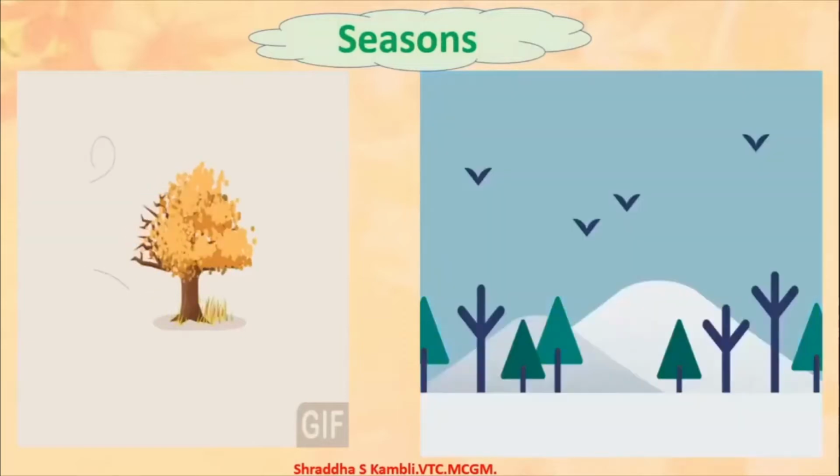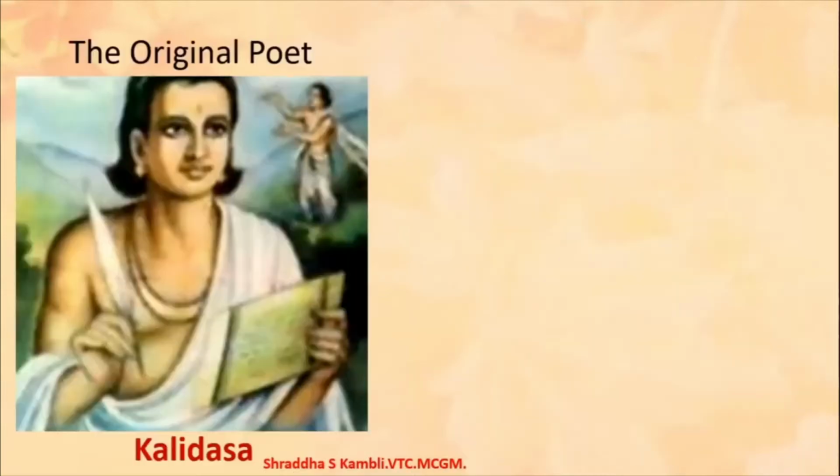Okay, and then we decided that the lesson for today is autumn, and autumn is also a season where there is a lot of shedding of leaves from the trees. Then we talked about the poet of this particular poem. We said it was Kalidasa, and the original work was in Sanskrit. So he was the original person who wrote this particular poem in another language, that is Sanskrit.